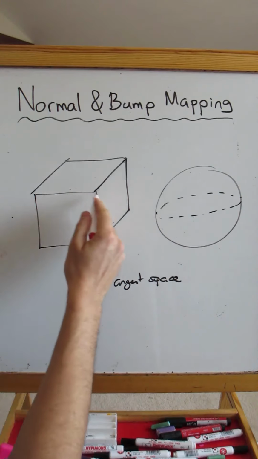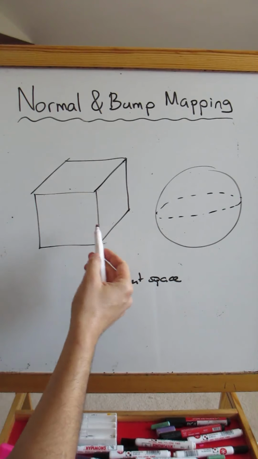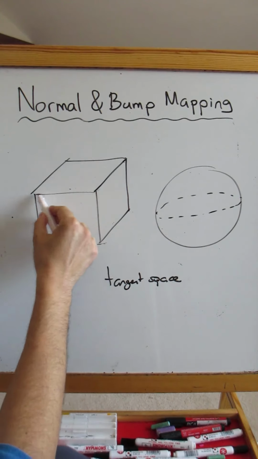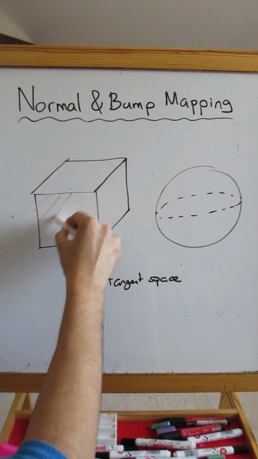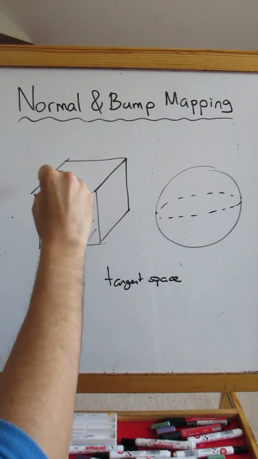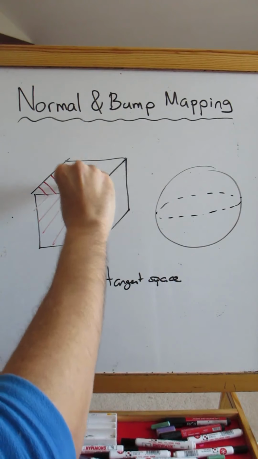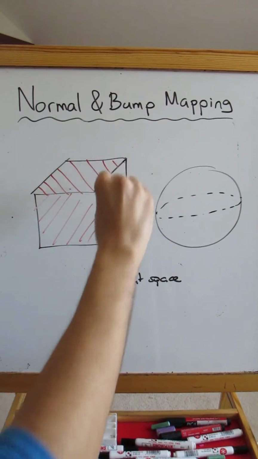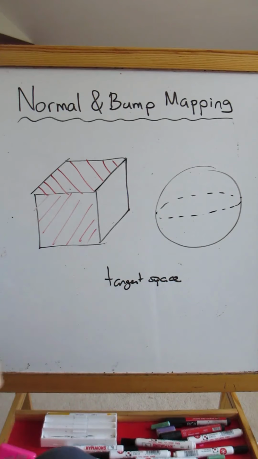Now, for an object like a cube, it's easy, right? Let's take the front face. This is the tangent plane. Okay, let's take the top face. This is the tangent plane. So, the plane that is tangent to the surface. And for the right face, you can find it, right?